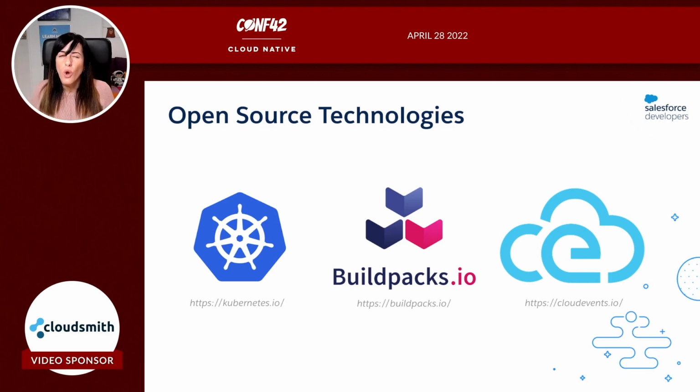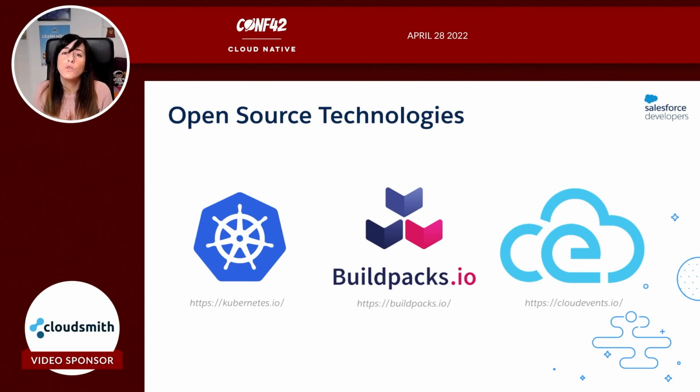Now, I want to talk a little bit about the open source technologies that we have used to build the feature, to build Salesforce functions. First of all, we are using Kubernetes. Kubernetes is an open source container orchestration engine that you can use to deploy, scale, and manage your applications automatically, right? When they are containerized applications.